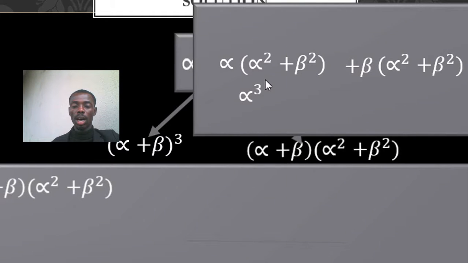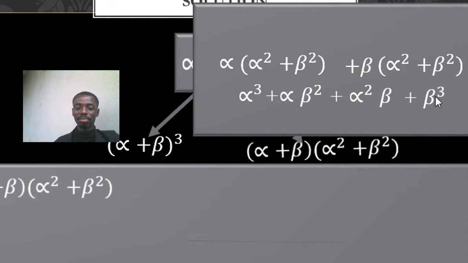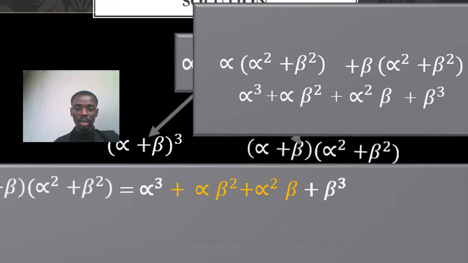This, removing this bracket, I'm going to be having alpha raised to the power of 3, and this multiplying this will give alpha multiplying by beta squared. Now the same thing here, that's going to be alpha squared multiplying beta, and I'll be having plus beta raised to the power of 3. I think I'm getting my answer already. Okay. And that's the same thing I'm having down here. What I'm having here is the same thing I'm having down here.